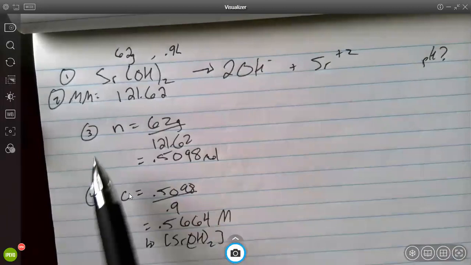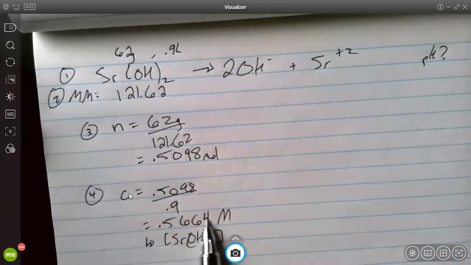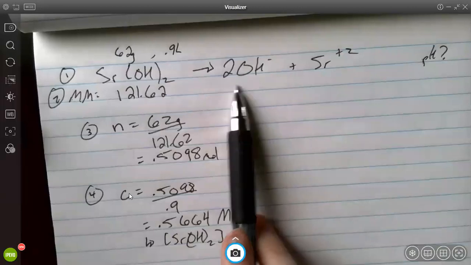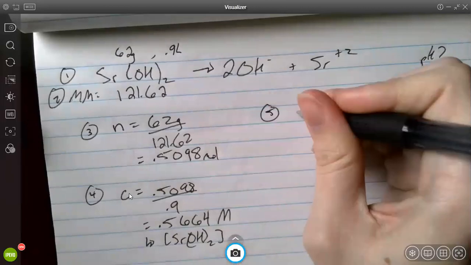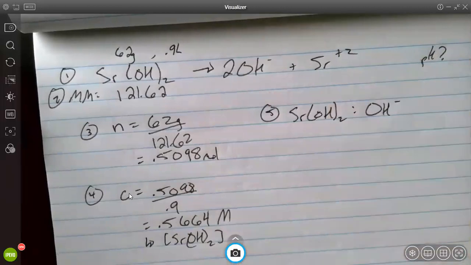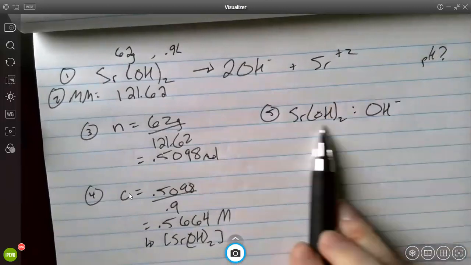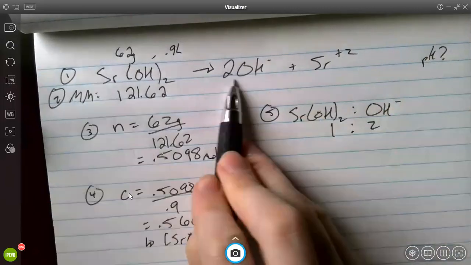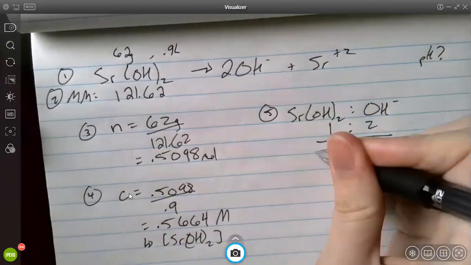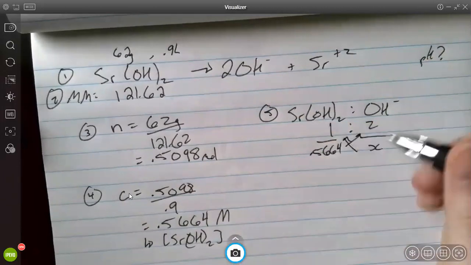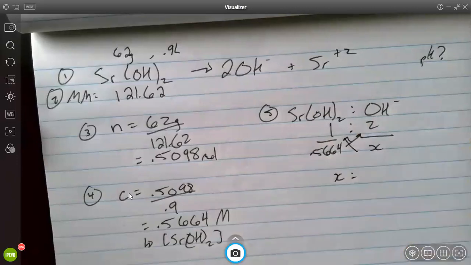Once again, when we're finding pH or pOH, this concentration of our acid or base alone is not useful to us. We have to use that to figure out the concentration of hydronium or hydroxide ions. So step 5, set up a mole ratio between your acid or base and your hydroxide or hydronium. So in this case, our strontium hydroxide and our hydroxide ion. It is once again a 1:2 ratio. And I'll plug in my concentration of my base and solve for my concentration of hydroxide ion.